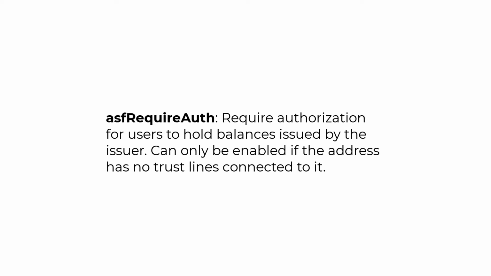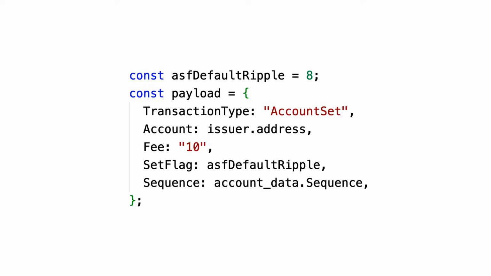Anybody can still establish a trust line with the issuer but can't hold the balance issued by the issuer unless authorized to hold it. Okay, so let's see how it works. Create two accounts, an issuer account and a user account. On the issuer account, please enable default ripple. Do it right now. And then also enable the Require Auth flag on the issuer account.